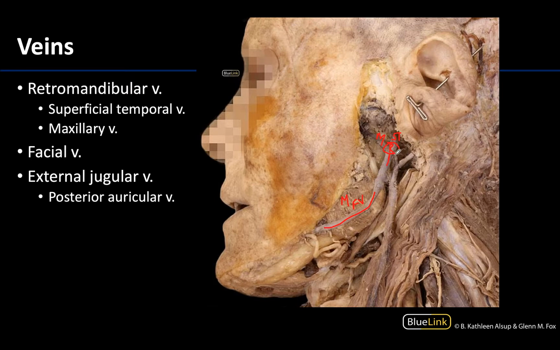The posterior division, which I am outlining right here, will meet up with the posterior auricular vein to form the EJV. Do we remember what EJV stands for? It stands for the external jugular vein. And you know this is the external jugular vein because those two veins are forming it, but also because it is running superficial to the sternocleidomastoid muscle. So that wraps up the veins we need to cover for this session.